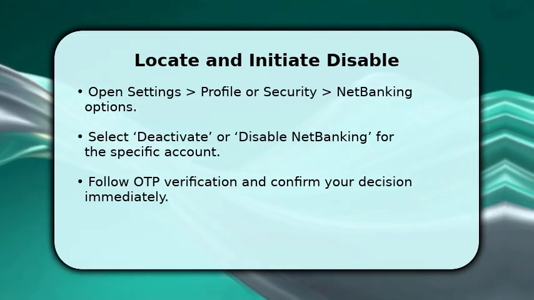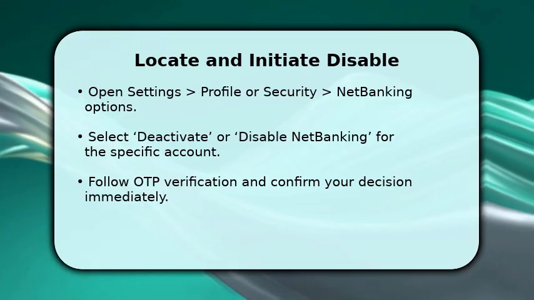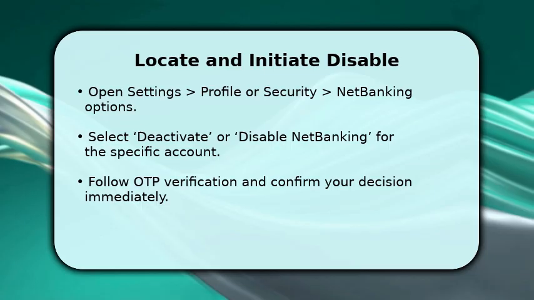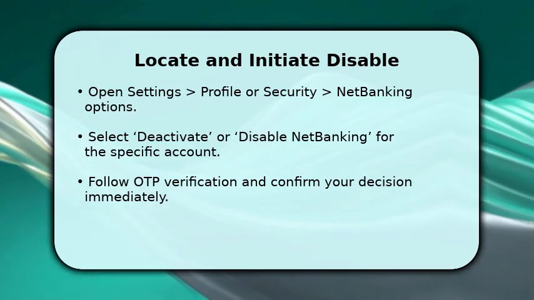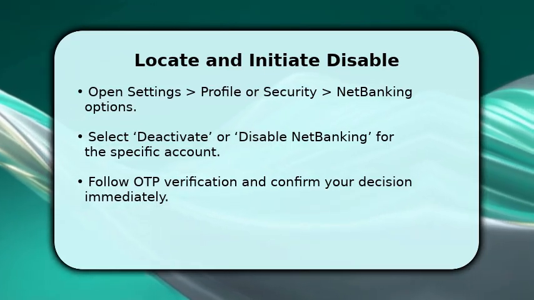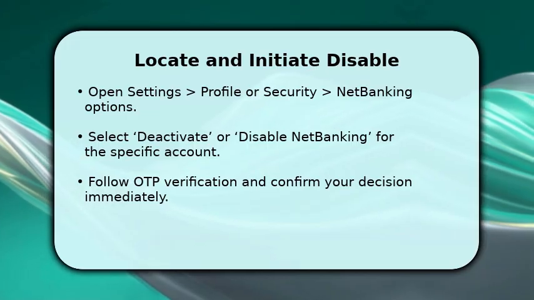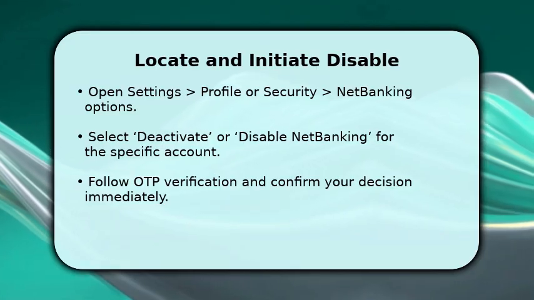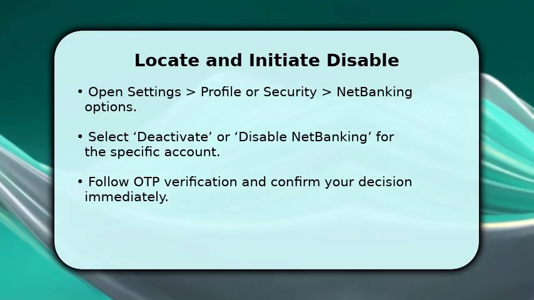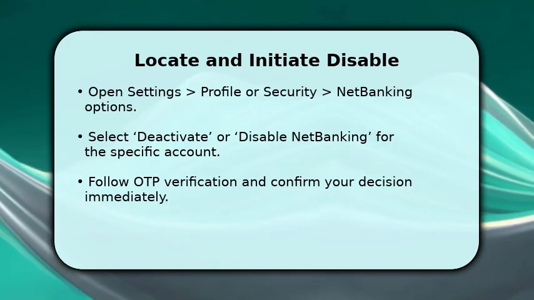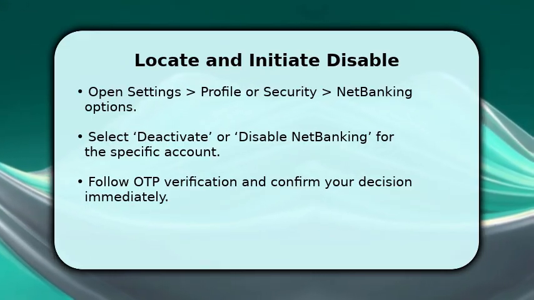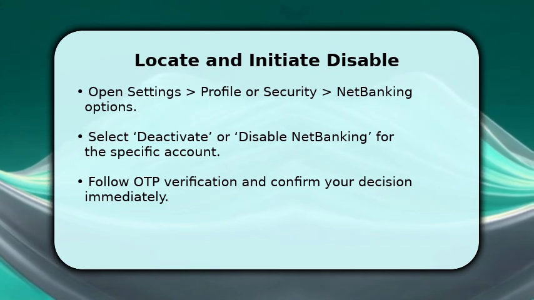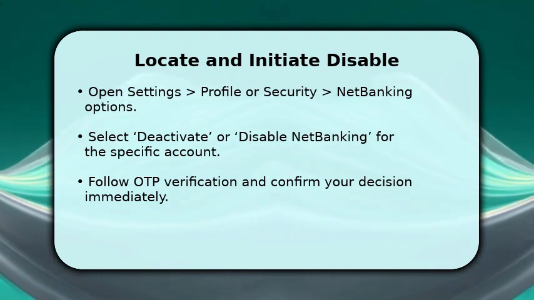Select the option to disable or deactivate Internet banking for the target account. That ensures online login is blocked while the account remains operational at branches and ATMs. You'll be prompted for OTP or secondary authentication. Enter it promptly and confirm. Doing this step removes session tokens and unlinks device authorizations, which prevents future logins until reactivation.